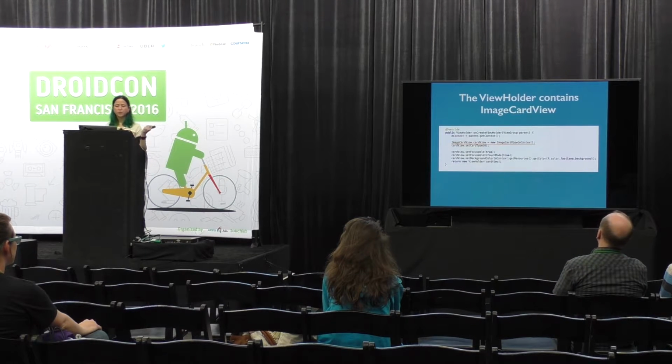And the view holder contains image card view, which is, again, a Leanback view. And you can customize it and change it a little bit by using the method setCardType. And again, this is fairly straightforward, comes out of the box and just works.